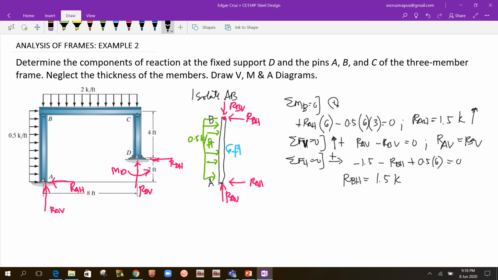The direction of RAH should be the same as the assumed, which is to the left, and the reaction RBH would also be to the left. So from this segment AB, we cannot solve for the reaction A vertical as well as RB vertical. Next, we're going to isolate.